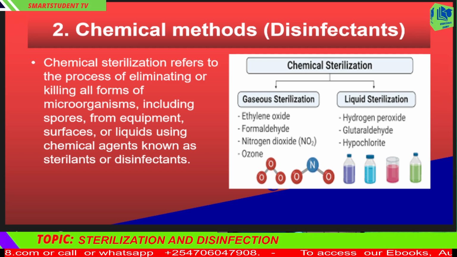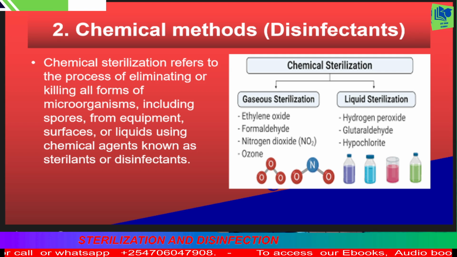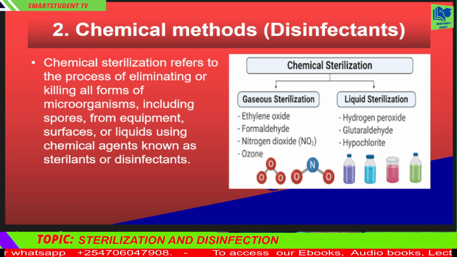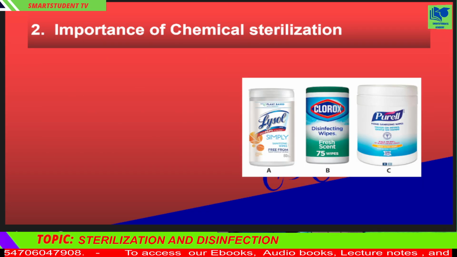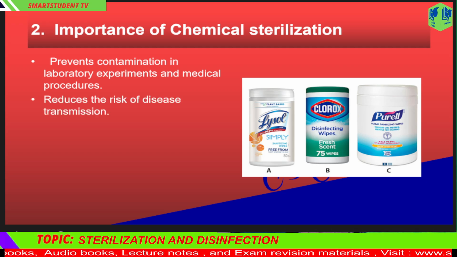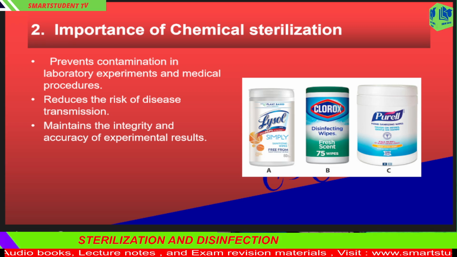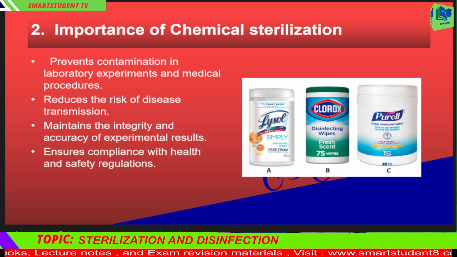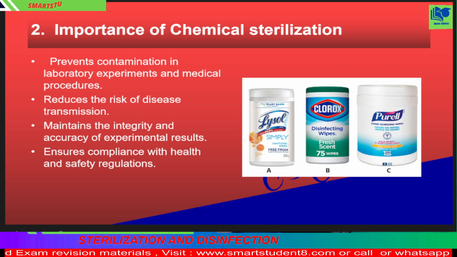2. Why is chemical sterilization so important? Now, let's talk about why this matters. Imagine running an experiment or performing a medical procedure with contaminated tools. Definitely, the risks are endless. 1. Contaminated results. 2. Spread of diseases. 3. Failed experiments. 4. Health and safety violations. In short, chemical sterilization isn't just about cleanliness. It's about accuracy, safety, and professionalism.